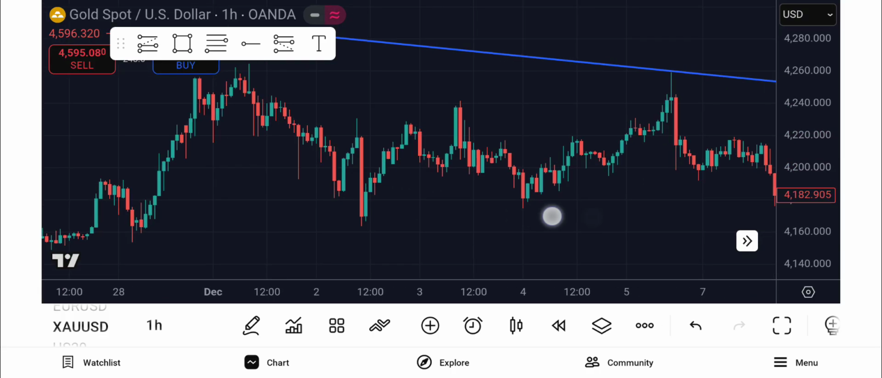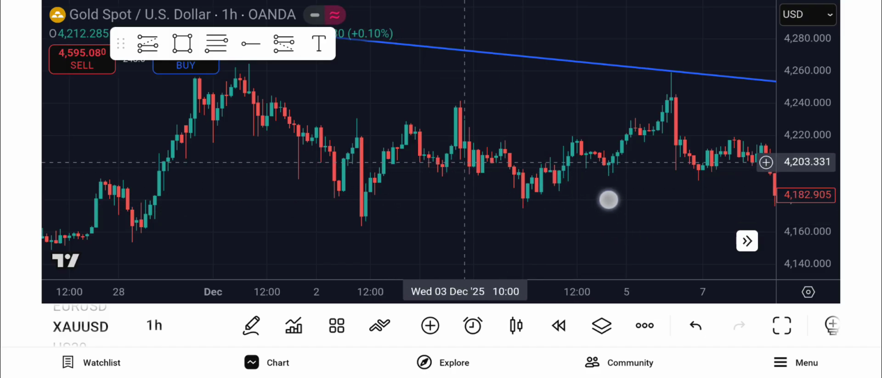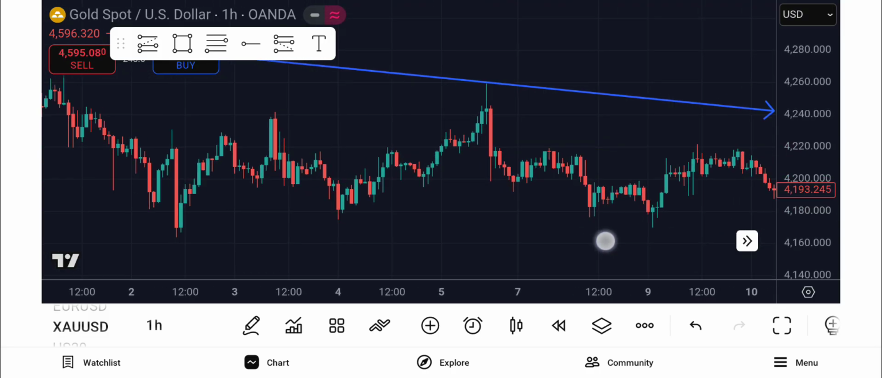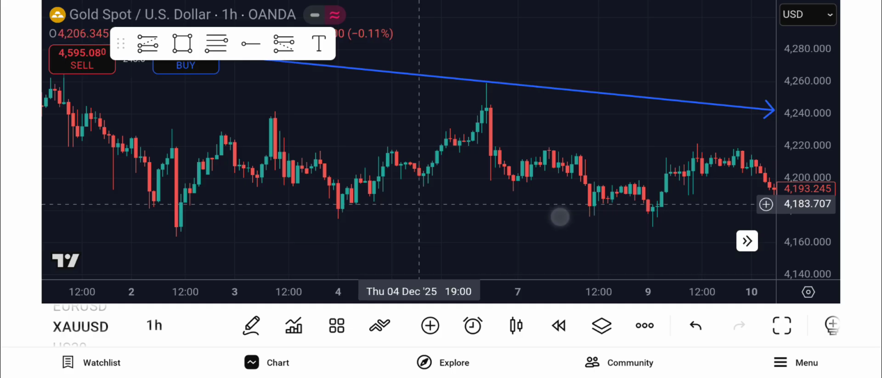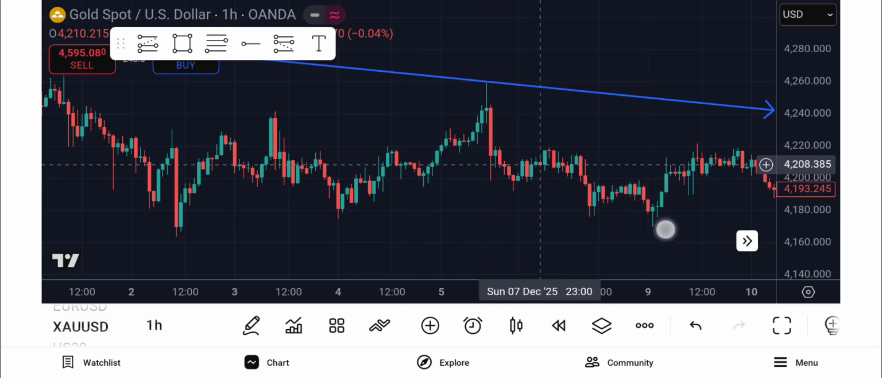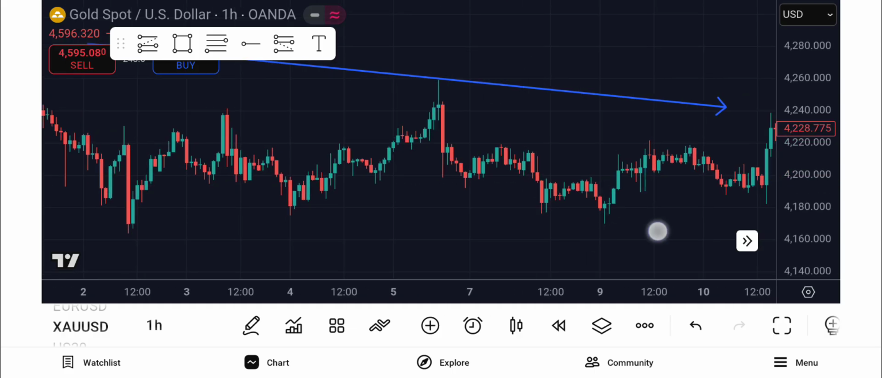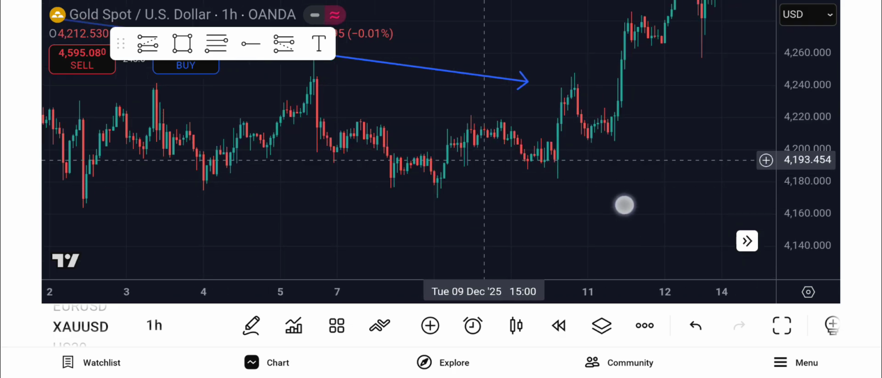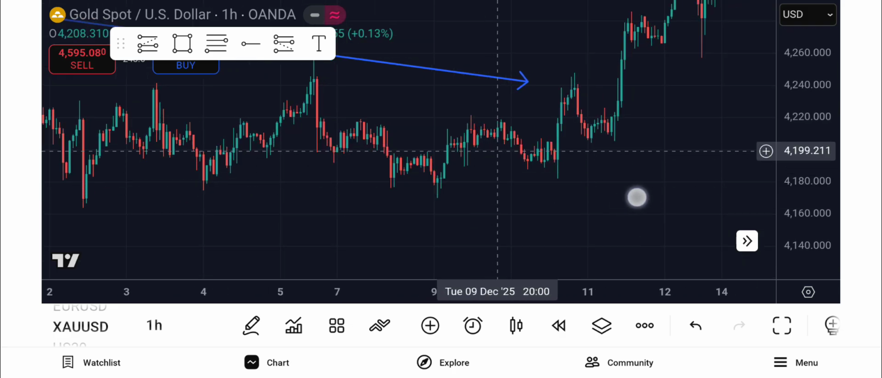Looking for fair value gaps. We can't use these 3. You see this big red candle, this blue candle, and this red candle. See how the wick on the first candle and the wick on the third candle touch? Can't use that. Looking for fair value gaps. Looks like everything's touching. Even though it's going down, everything's touching.